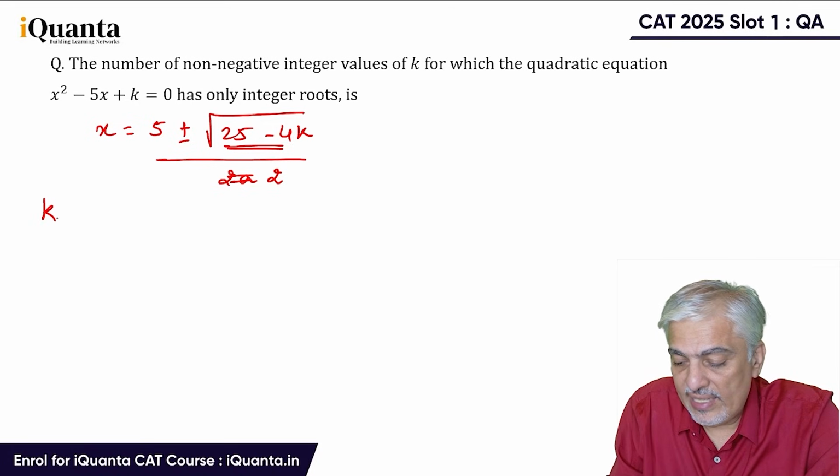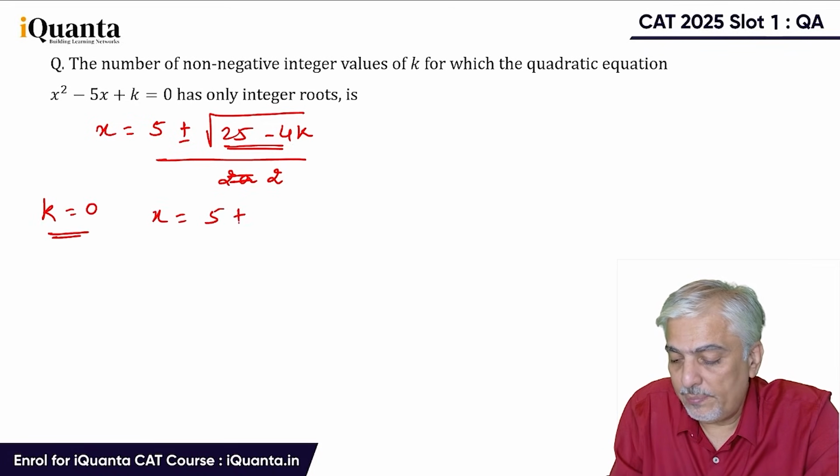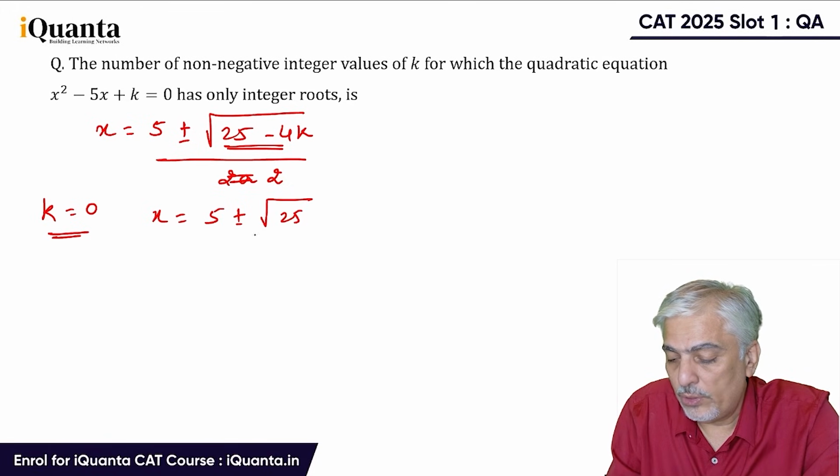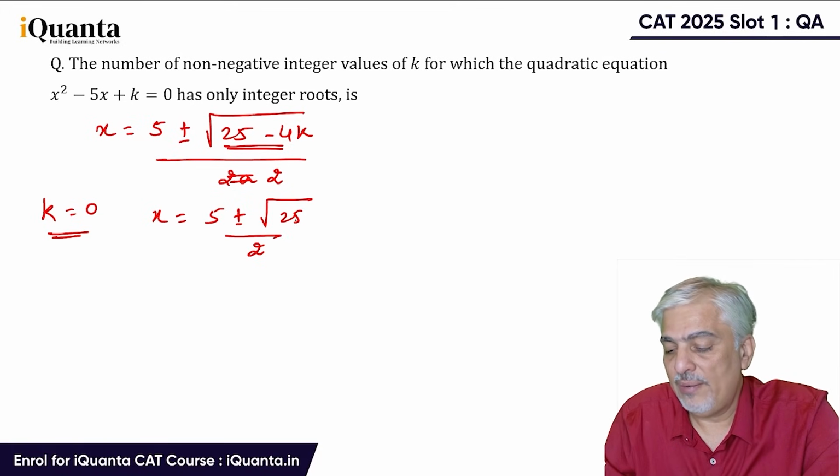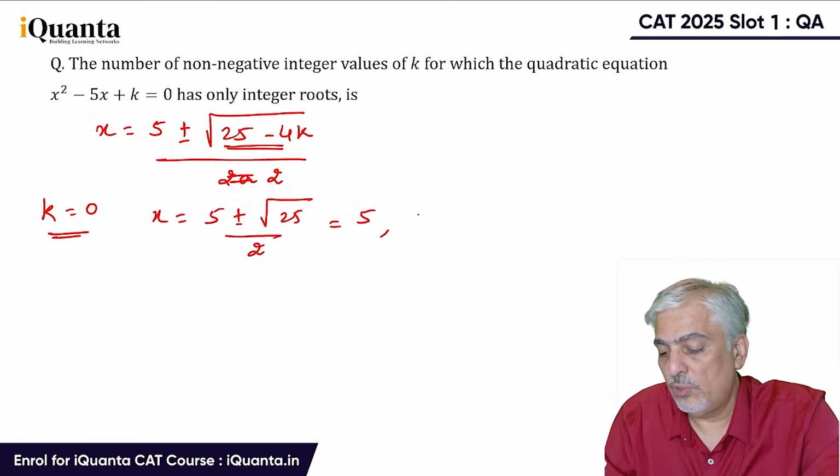If I take k as 0, what will I get? I'll get x is equal to 5 plus or minus root of 25, upon 2. I can clearly see both of them give me integer roots only, right? 5 plus 5, 10 upon 2 is 5. 5 minus 5, 0 upon 2 is 0. So we got 2 answers over here.